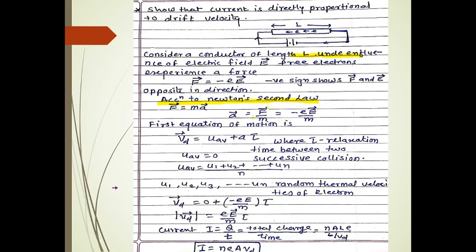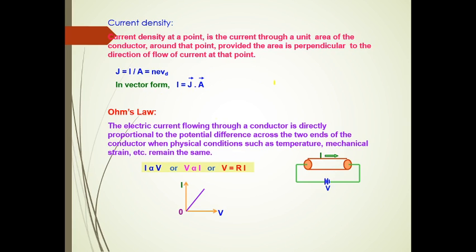The current flowing through the conductor is directly proportional to the drift velocity, where n, e and A, the area of the cross section, charge and electron density, are constants. Then the current density at a point is the current through the unit area of the conductor around that point, provided the area is perpendicular to the direction of the flow of the current at that point. J equals I divided by A. Substituting the value of I, the current density equals ne into Vd.